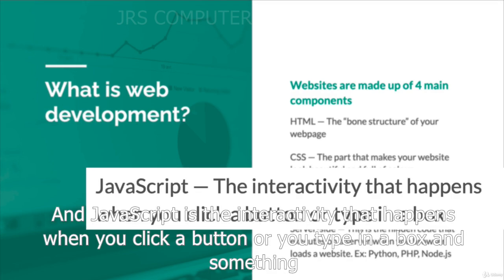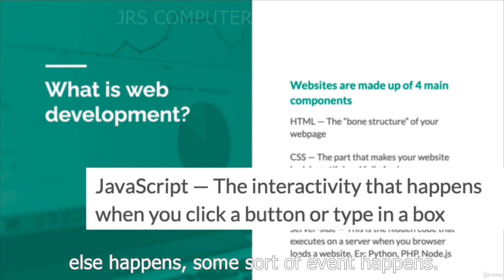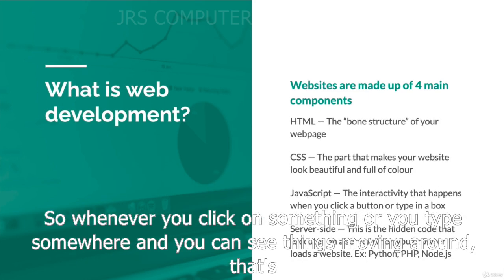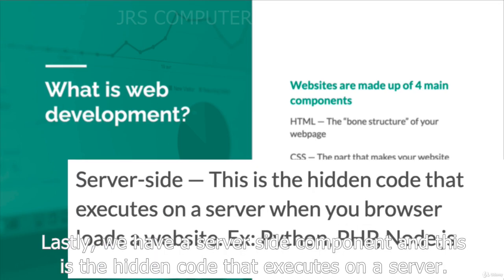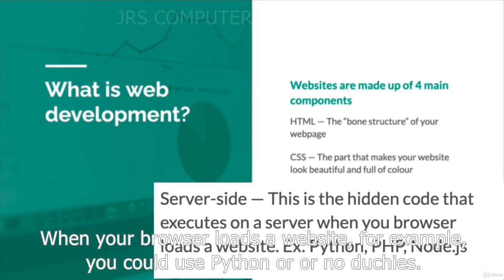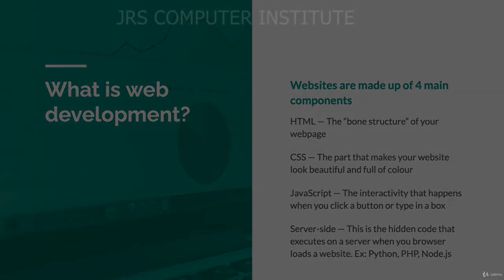JavaScript is the interactivity that happens when you click a button or you type in a box and something else happens. Some sort of event happens. So whenever you click on something or you type somewhere and you can see things moving around, that's JavaScript. Lastly, we have a server-side component, and this is the hidden code that executes on a server when your browser loads a website. For example, you could use Python or PHP or Node.js.